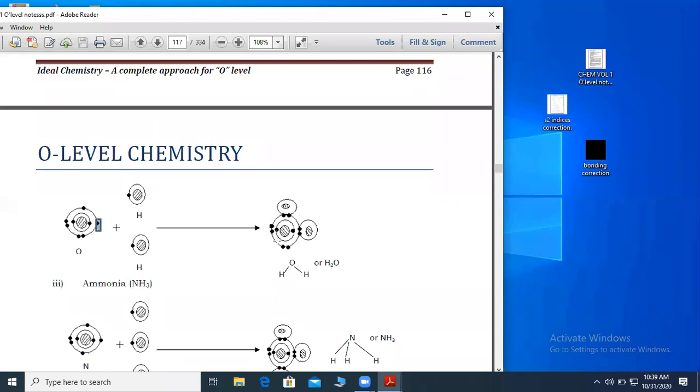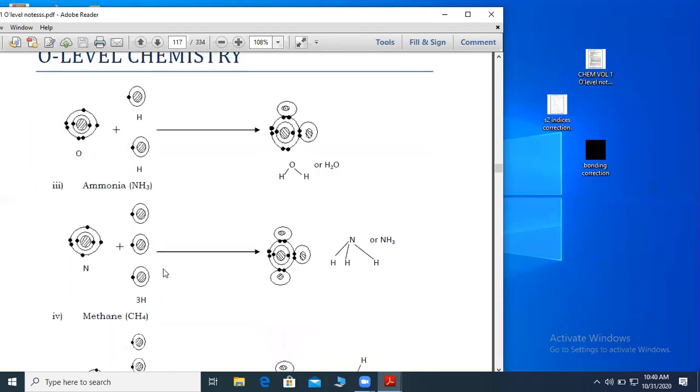1, 2, 3, 4, 5, 6, 7, 8. And for hydrogen, it is now going to have 2, which is the electronic structure of helium, which is also an inert gas. So that's how a water molecule is formed. If you are looking for a compound between oxygen and hydrogen, then it means the hydrogen atoms must be 2, because oxygen has to share 2 electrons for it to have 8, which is the maximum.